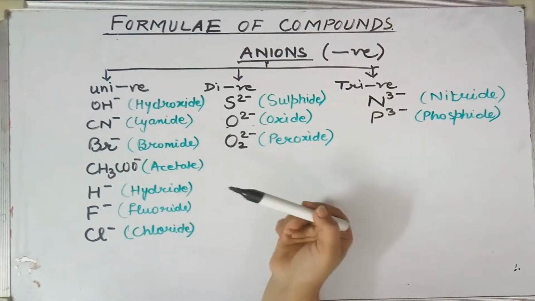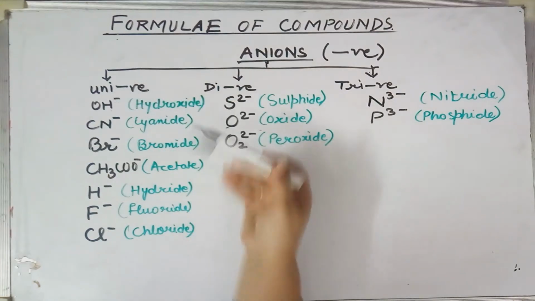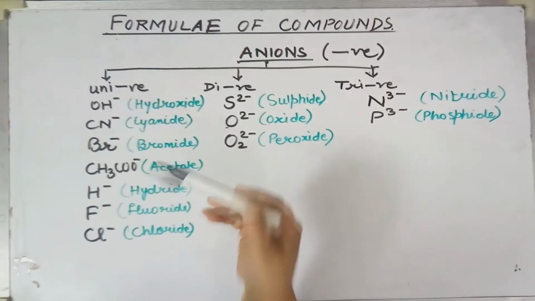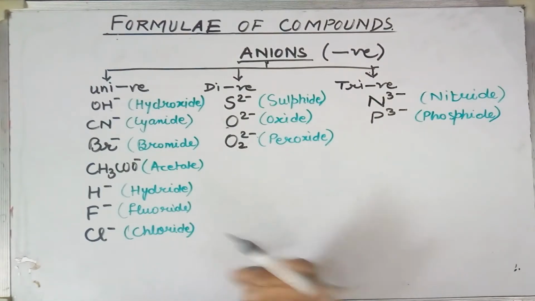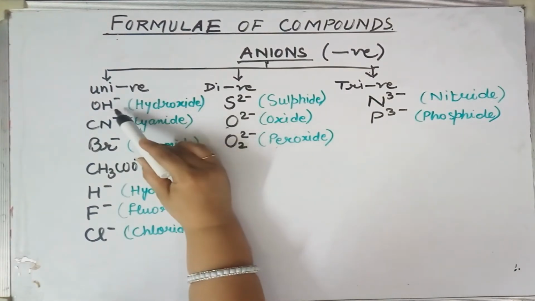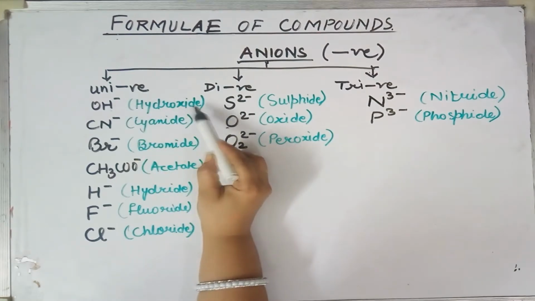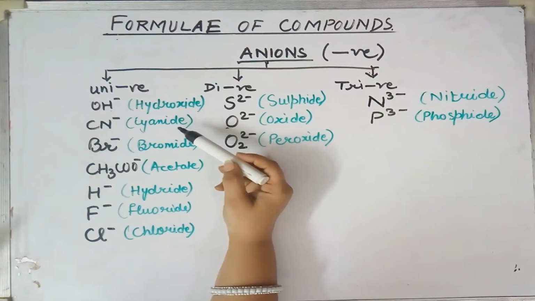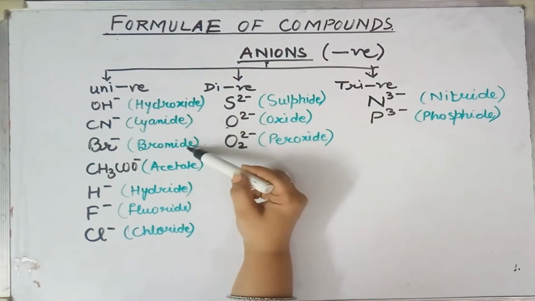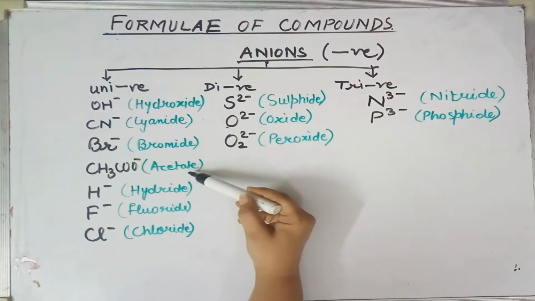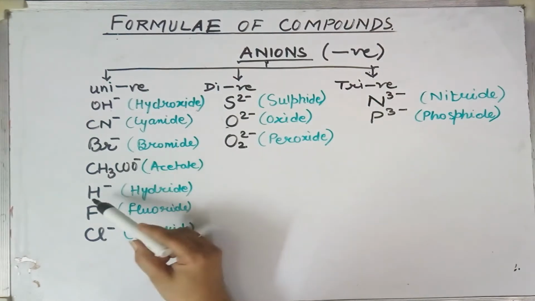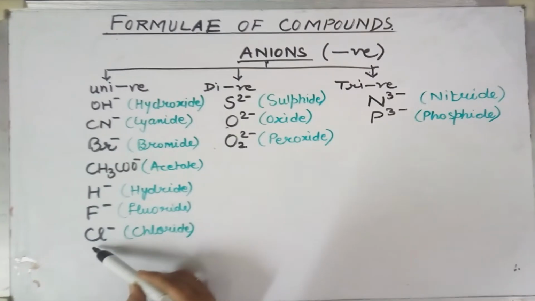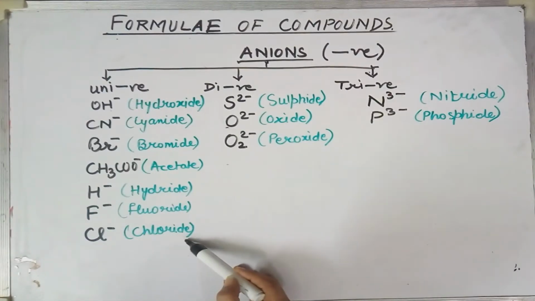I will be giving you a very special sentence which will help you to memorize these in sequence so that you will recall them when you need them. So this is OH minus, which means hydroxide. CN minus is named as cyanide. Br minus is named as bromide. Acetate is CH3COO minus, H minus is hydride, and F minus is fluoride. This is Cl minus, which is named as chloride ion.